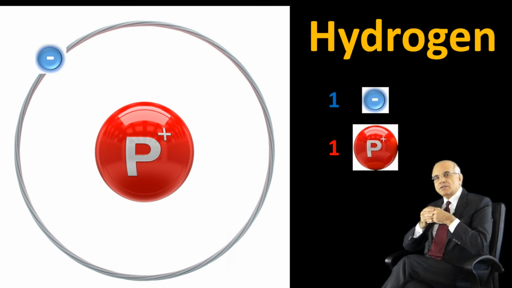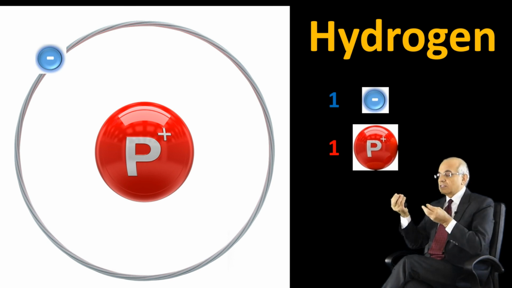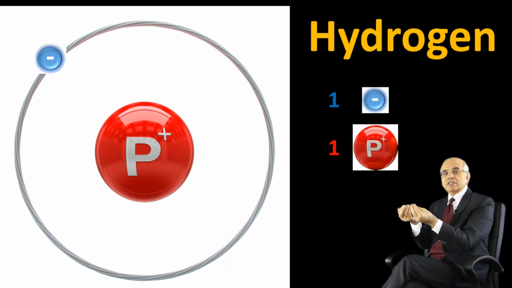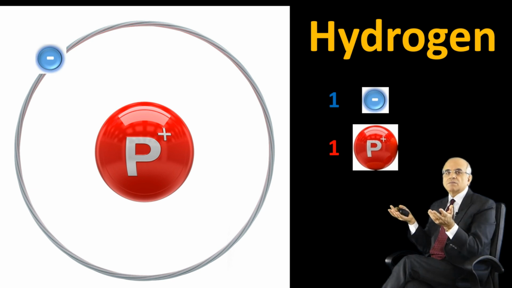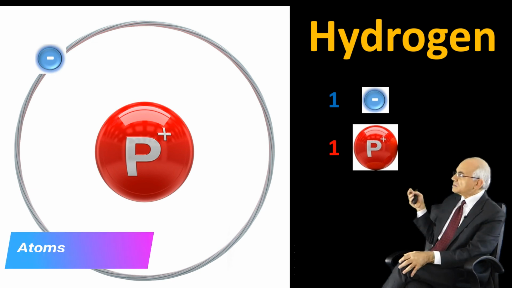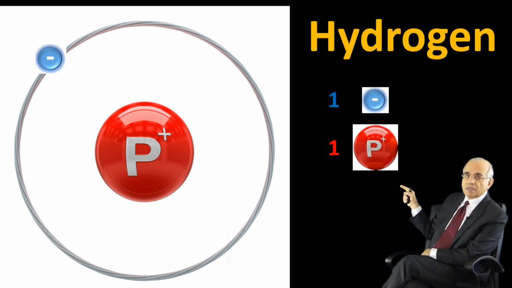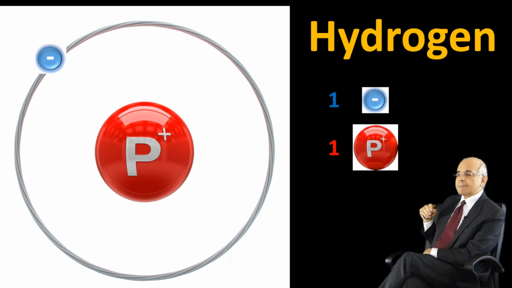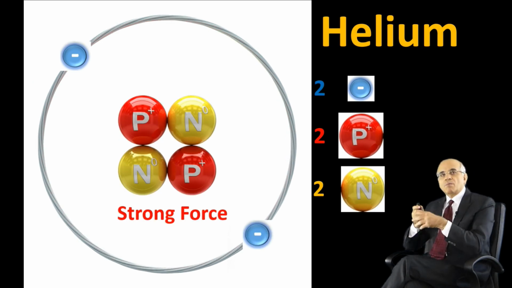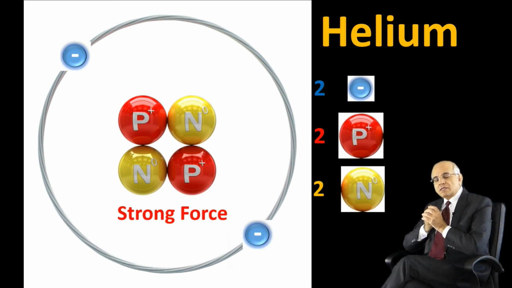So I will ask you a question. What is the charge of an atom? 0. Because positive and negative attract each other, and they cancel each other out. So the net charge of an atom is always neutral, 0. So atoms have a neutral charge because they have an equal number of electrons and protons. Okay? All right, so what's more complicated than hydrogen? Well, the next element after hydrogen is helium.